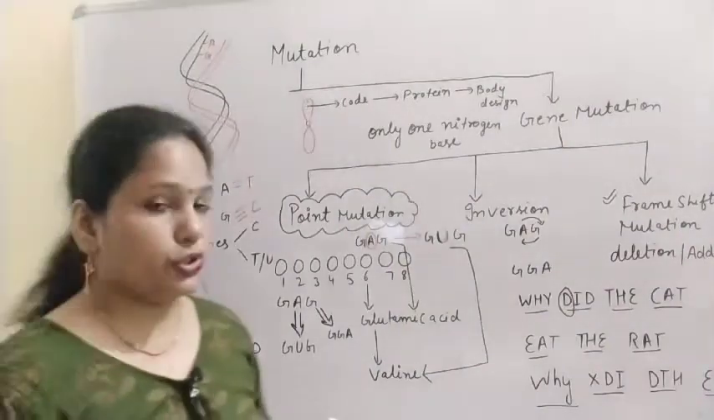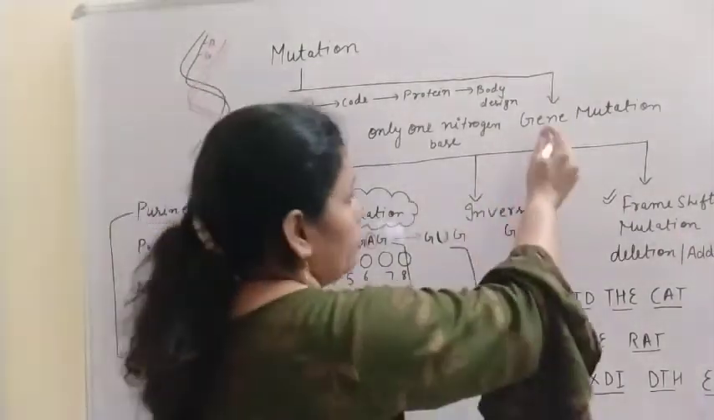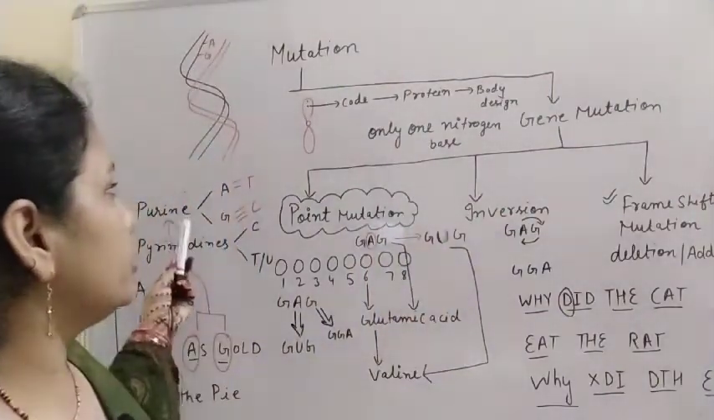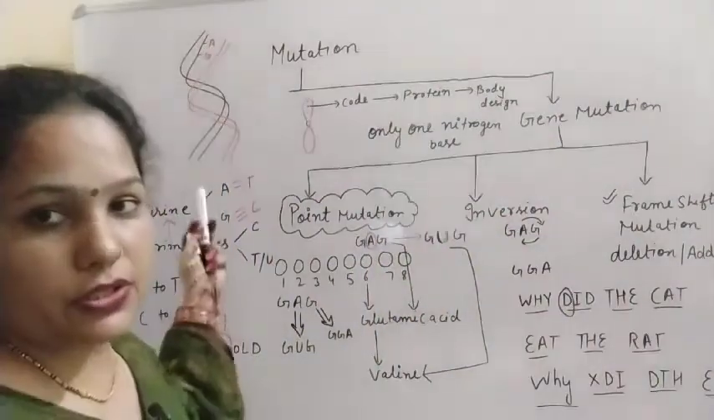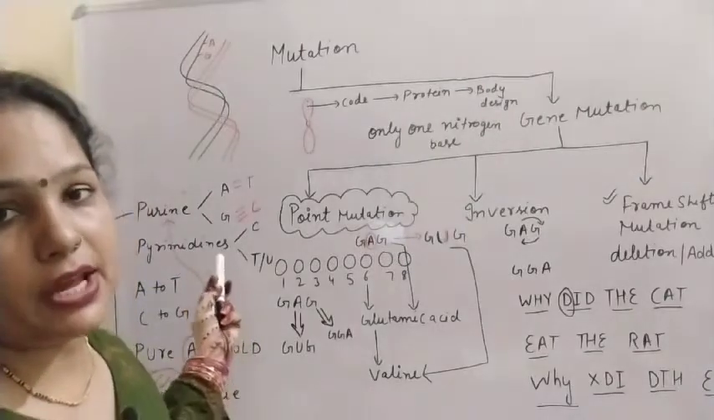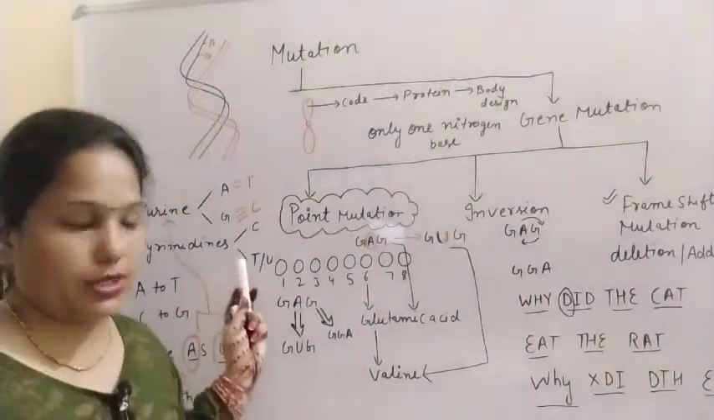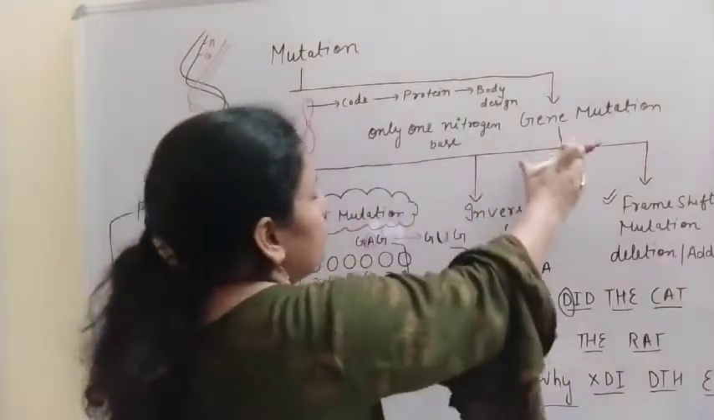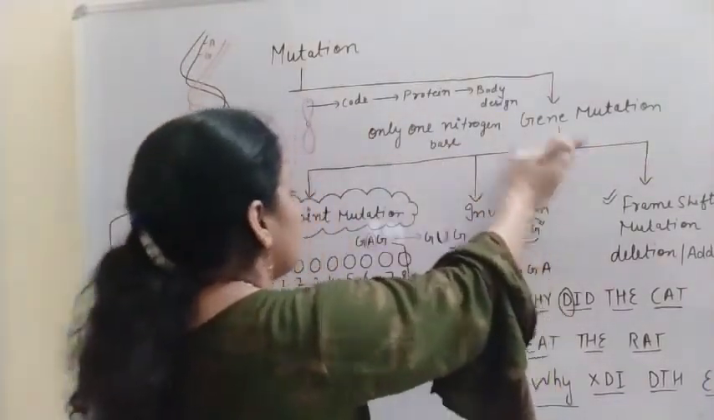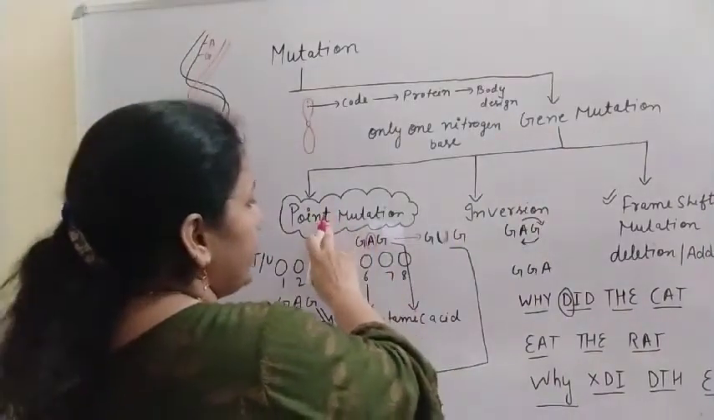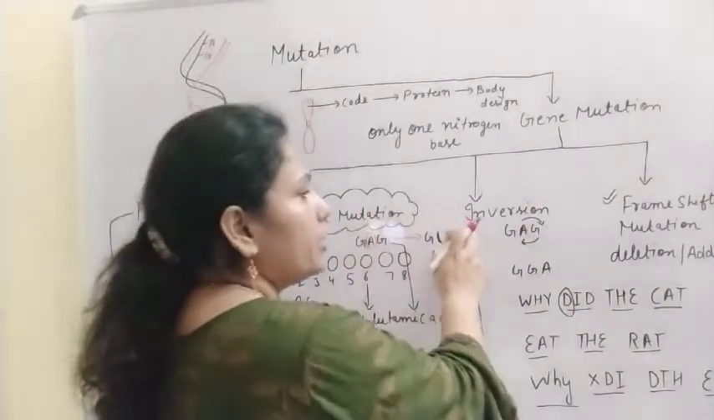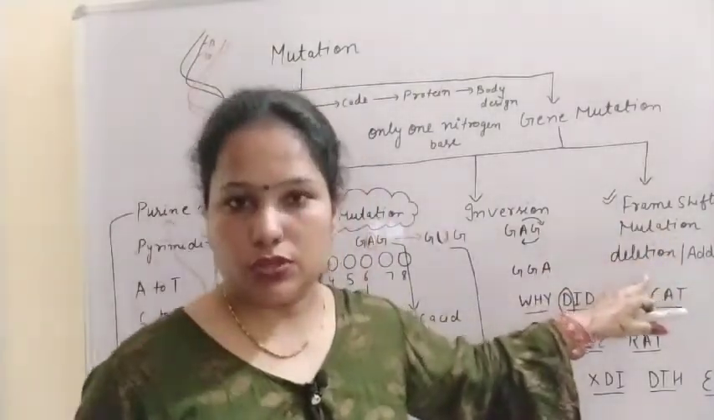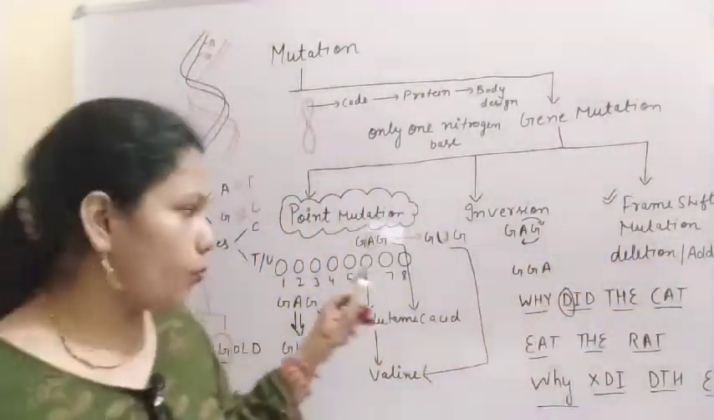Now let's come to the topic of gene mutation, because for a basic understanding of this there should be an idea of the structure of DNA in your mind, and especially the base pairs. This gene mutation is of three types. First, point mutation, second, inversion, and third, frame shift mutation. So firstly understand point.